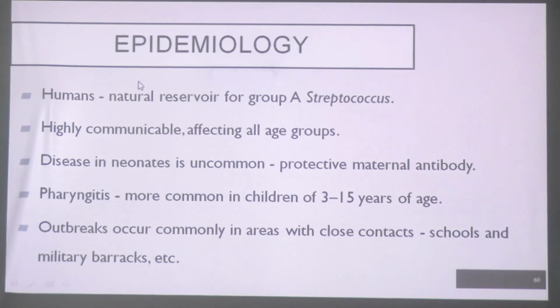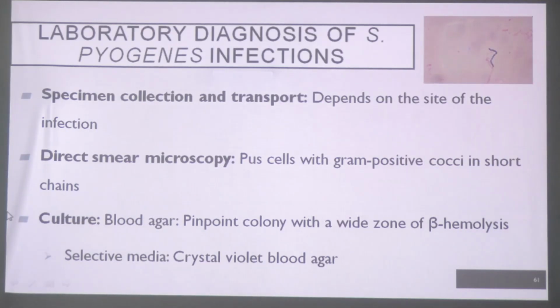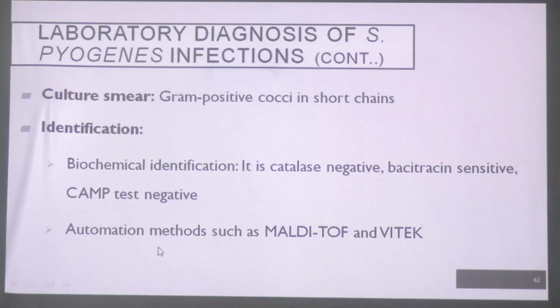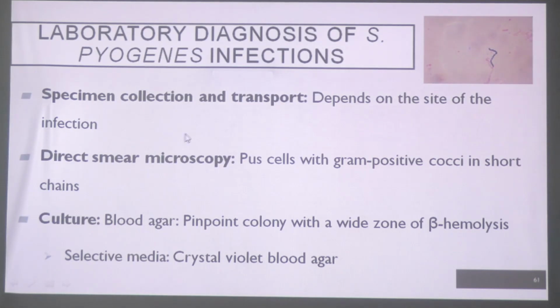How do you process it in the laboratory? Depending on the site of infection, you will take the sample, you will go for direct smear microscopy, you will find the pus cells, gram-positive cocci in short chains like shown in this picture. On blood agar, you will see pinpoint colony with wide zone of beta hemolysis. What is the name of selective agar for streptococcus? Crystal violet blood agar, okay?